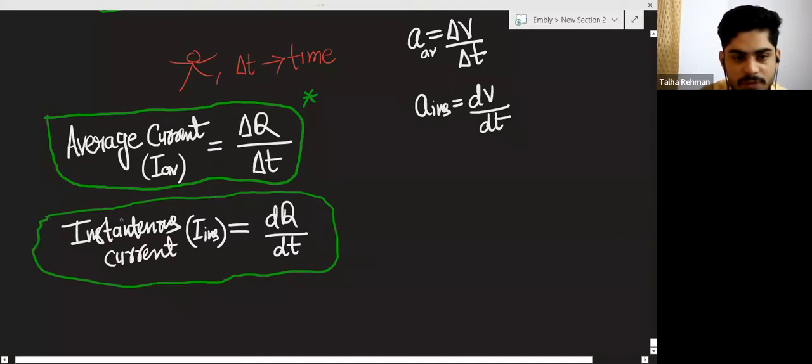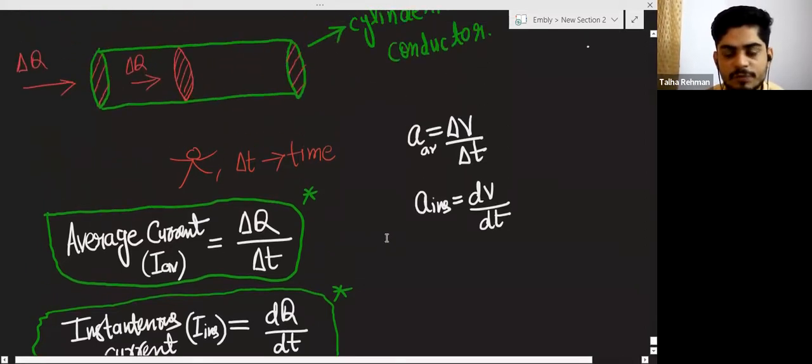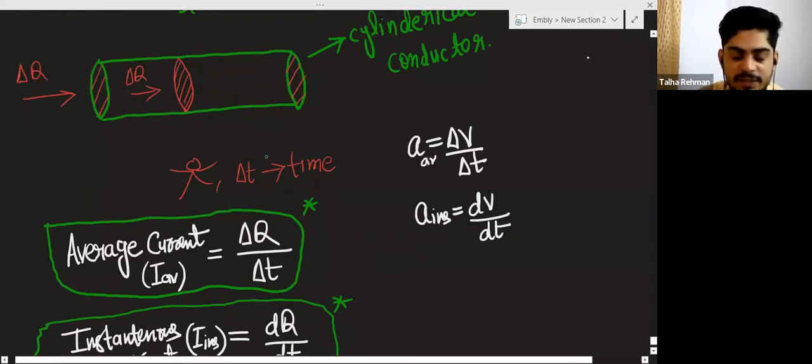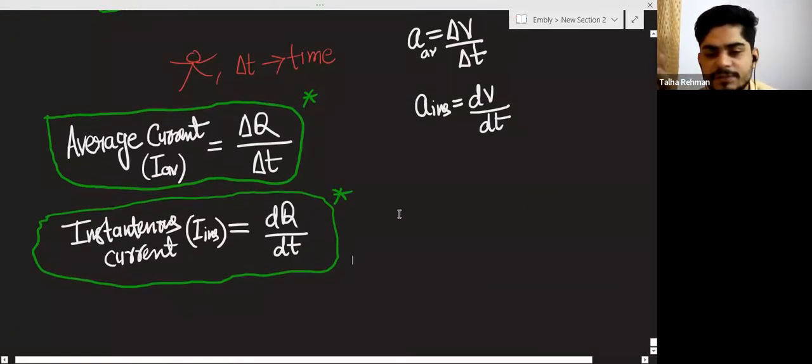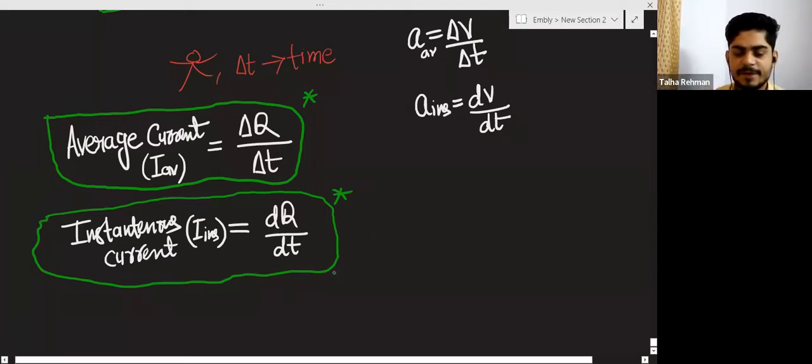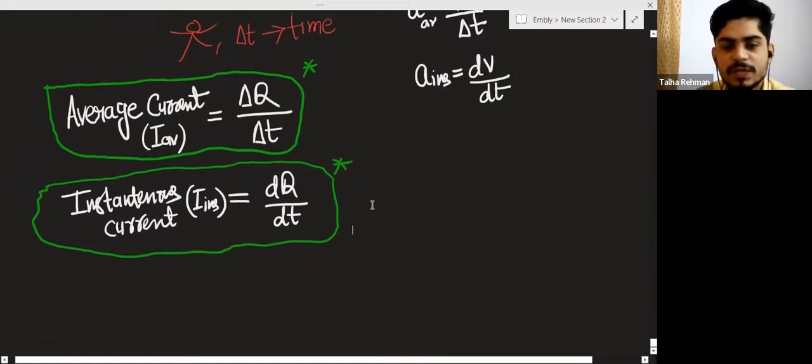This is instantaneous. For measuring the instantaneous current, this delta t is very small. So for the small delta t, I have written dt.